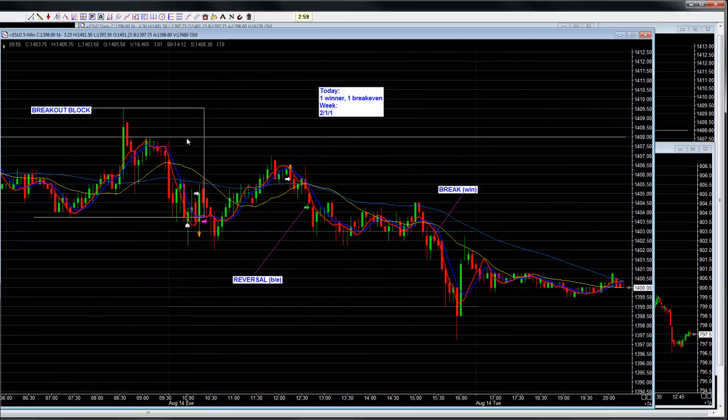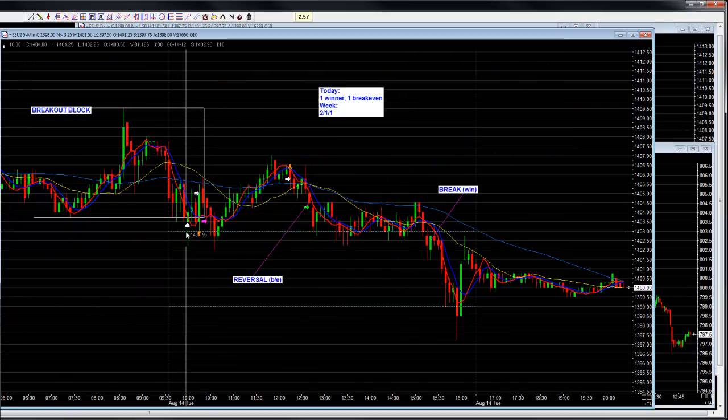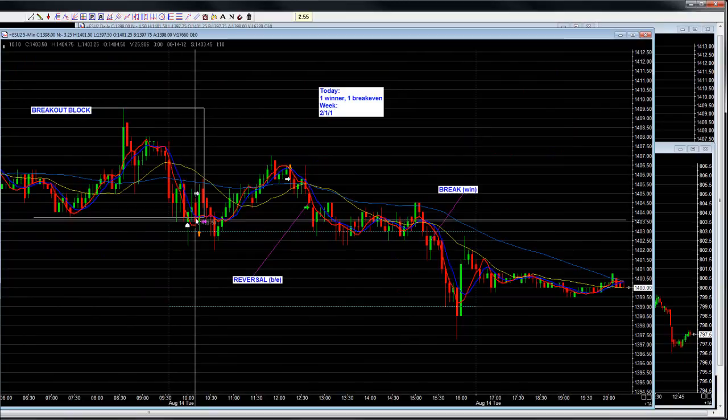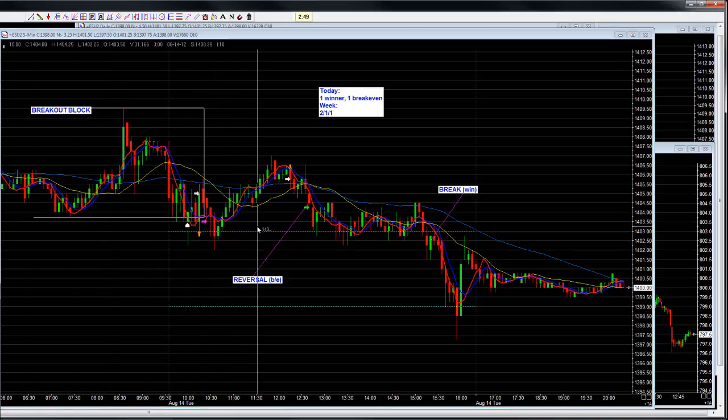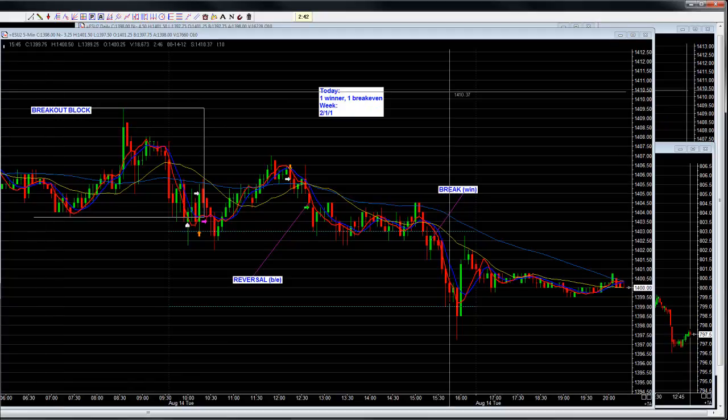So breakout block was the first area I'm looking at. Once it pushes through here and all the markets go through, look for it to come back, use this as resistance, and continue on. Just today, I wasn't knowing that, even before I put this line in, knowing that 1403 was a support area, but still, if the trade was there to be taken, I'll definitely be taking it.